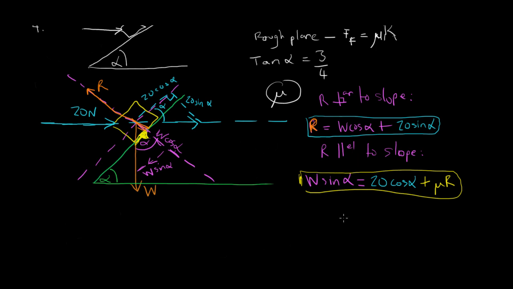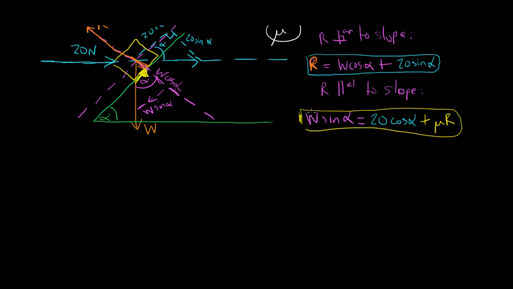And so now with these two equations we can find mu. So let's do some algebra and find mu. R is this, so we can put R in there and then solve for this. So let me check how we're doing for time. 11. So we have about 3 or 4 minutes, so let's try to do this quickly. W sine alpha is equal to 20 cos alpha plus mu times R, and R is all of that, so we have W cos alpha plus 20 sine alpha.